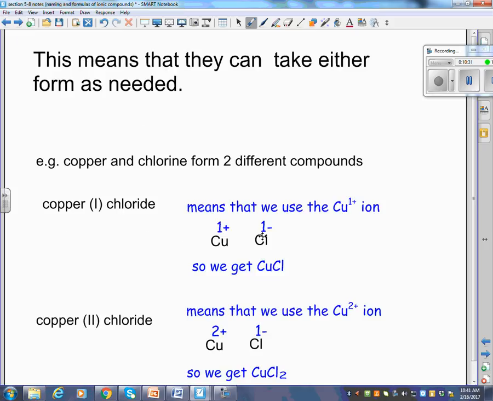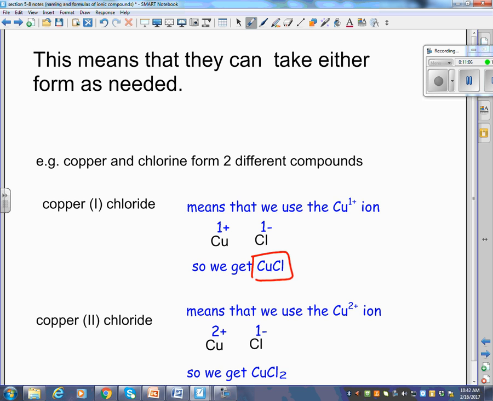When you do the crisscross, we're going to have Cu with the +1. Chlorine is automatically a 1 negative. You crisscross those ones and you get Cu1Cl, which really is just CuCl. Does that make sense? Yeah? Following? I'm speaking English? Okay, just making sure.